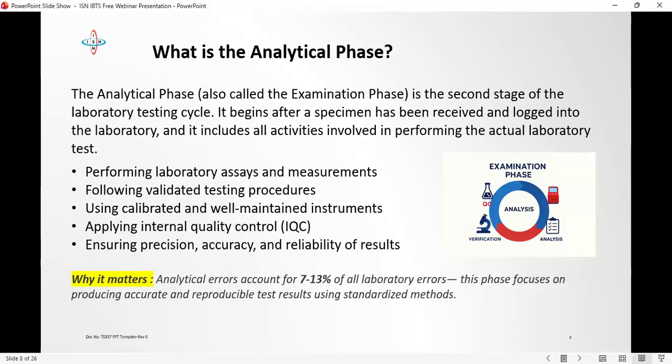It's the second stage of the laboratory testing cycle. It begins after a specimen has been received and logged into the laboratory, and it includes all activities involved in performing the actual laboratory testing, performing laboratory assays and measurements. This is the analytical phase. Following validated testing procedures is carried out during the analytical phase, using calibrated and well-maintained instruments, applying your internal quality control, and ensuring precision, accuracy, and reliability.